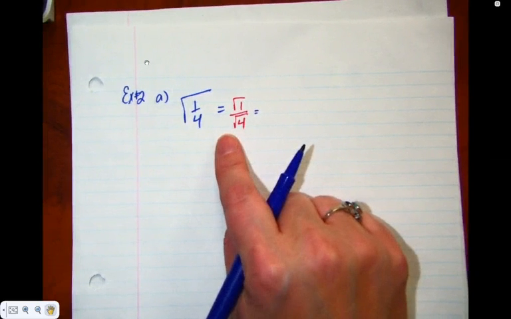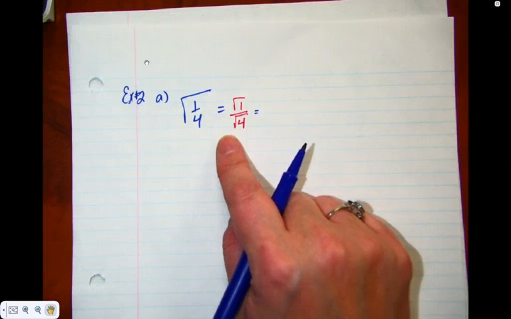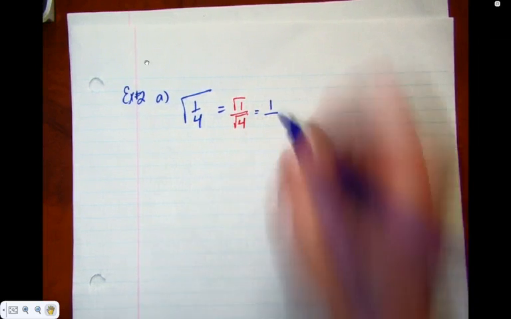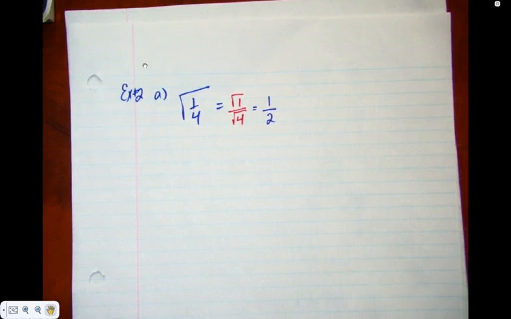Calculating percentages? Income tax? What's the square root of 1? 1. What's the square root of 4? 2. Done. That's what it's equal to, a half. I know! How easy is that? Square root of 1 quarter? A half.